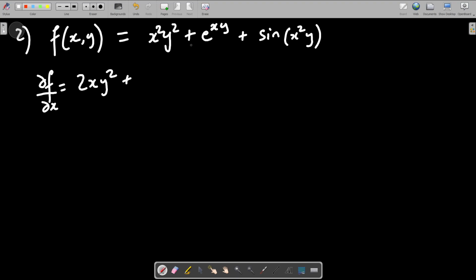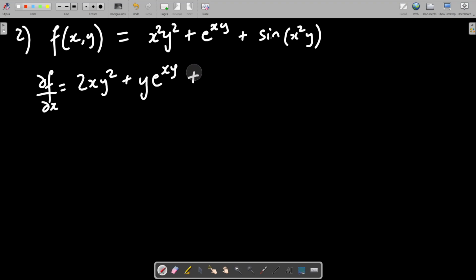e^(xy), the derivative of this with respect to x, what will it be? The derivative of e raised to x anyway remains the same, right? But there's a constant y over here, so what we'll have to do? By chain rule this quantity will have to come down here. So it's the derivative of e raised to something, which is the same thing, multiplied by the derivative of the something. The derivative of xy will turn out to be only y. Okay, moving on now.